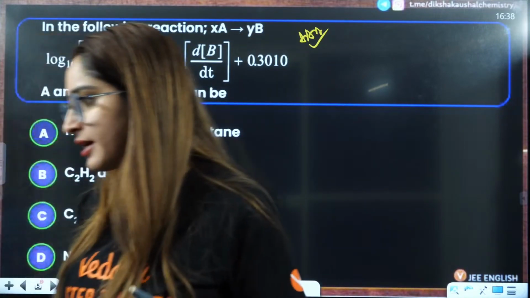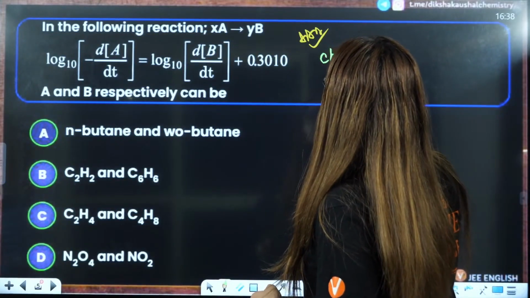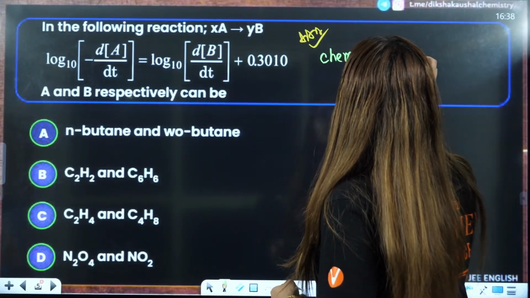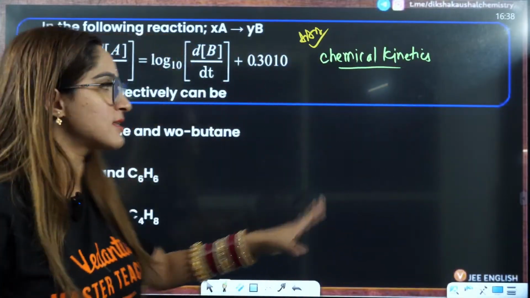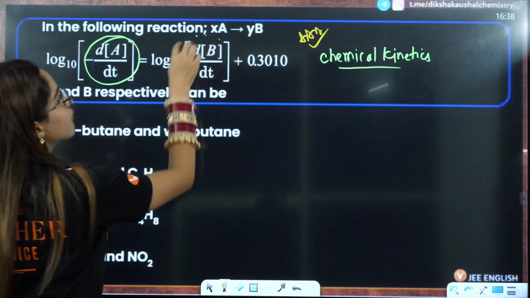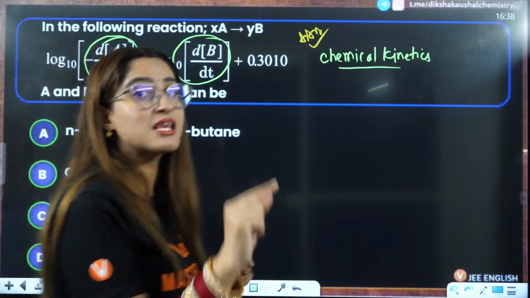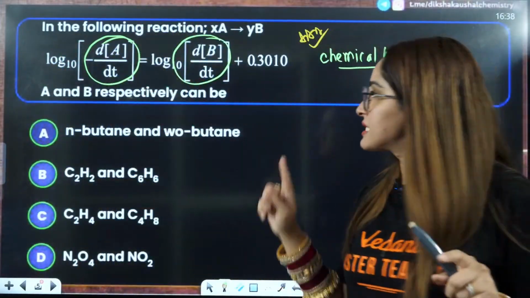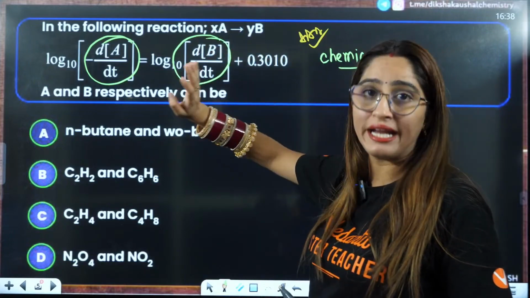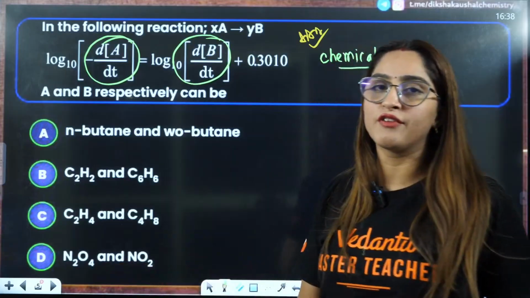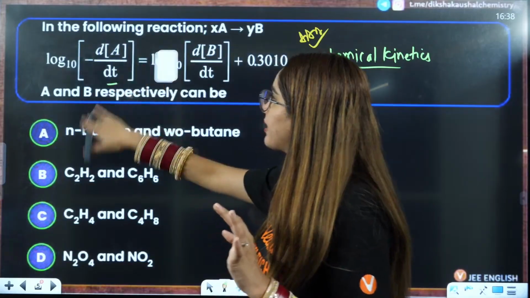I'll give you hints here. This is from chemical kinetics. Now, are you able to understand what kind of question this is? Here, if you see, they have mentioned the rates. That means, can you make a reaction out of it with the help of the rates? Then you can easily tell which is what, right? So this is a very, very interesting question. Let us see this one by one.